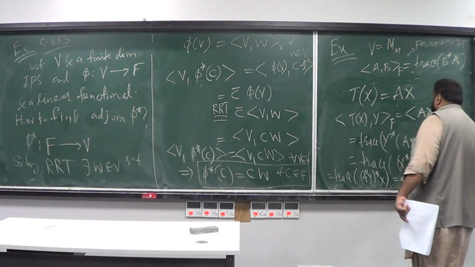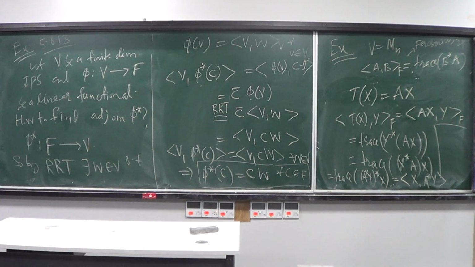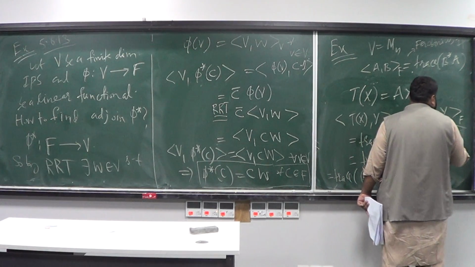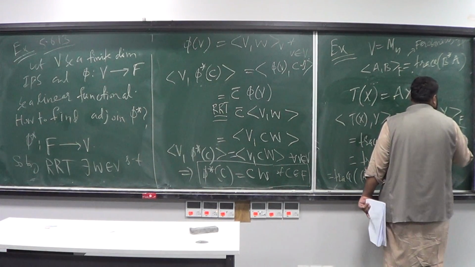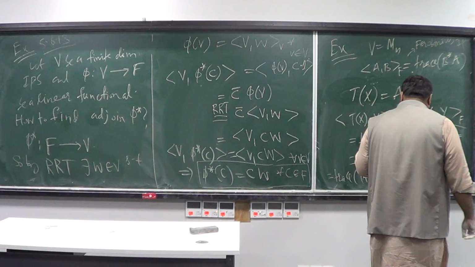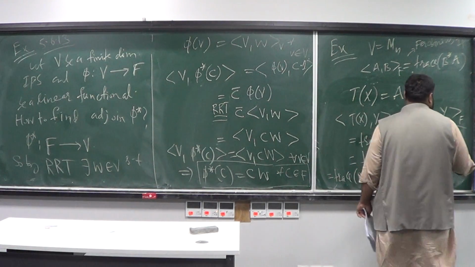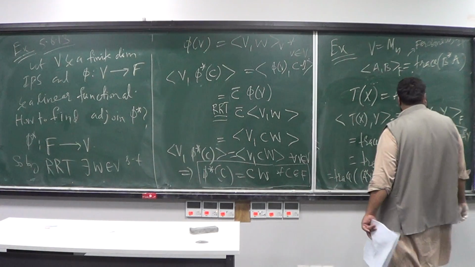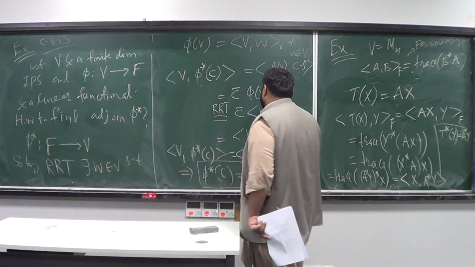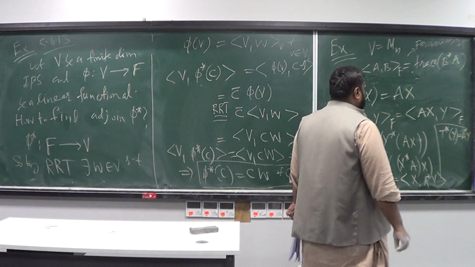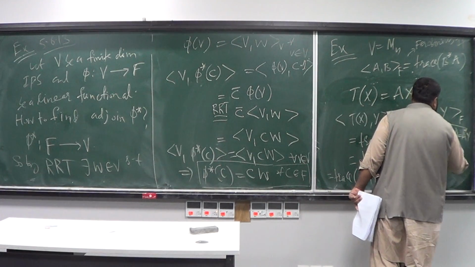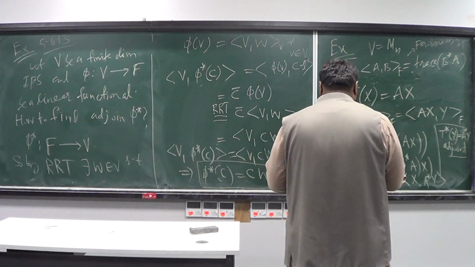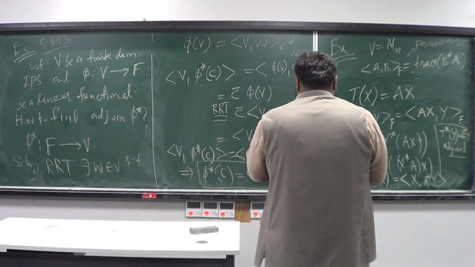Hence the adjoint of such an operator T of X equal to AX is T star of Y equal to A star Y, the conjugate transpose of the matrix A times Y. So this is really the adjoint. So we got that.